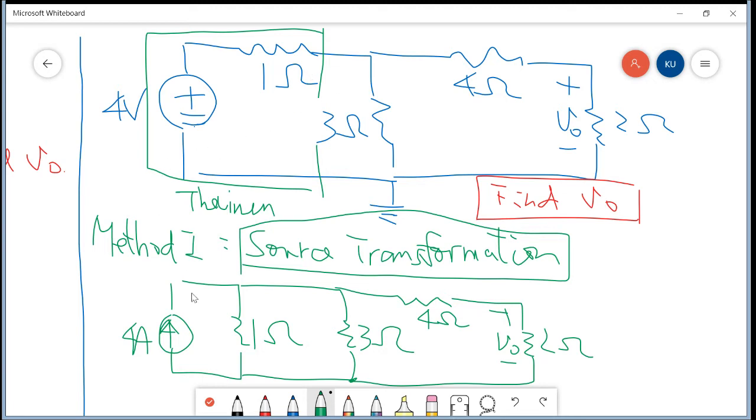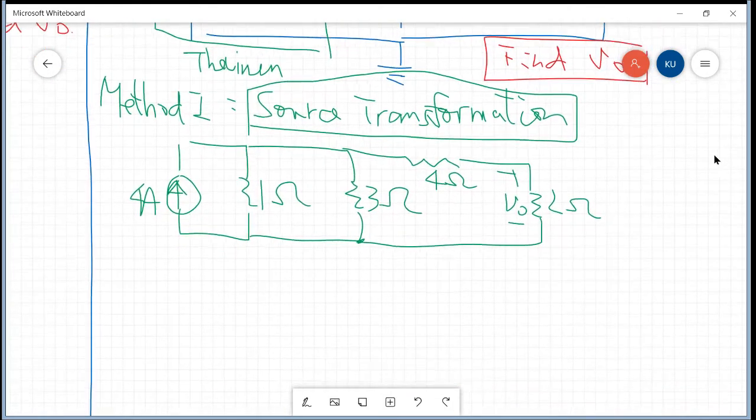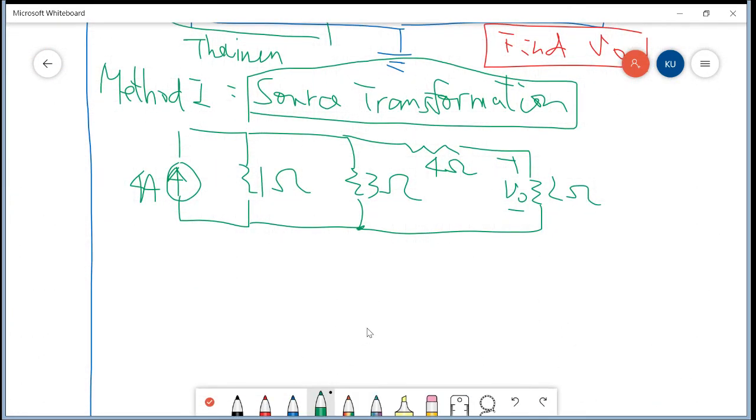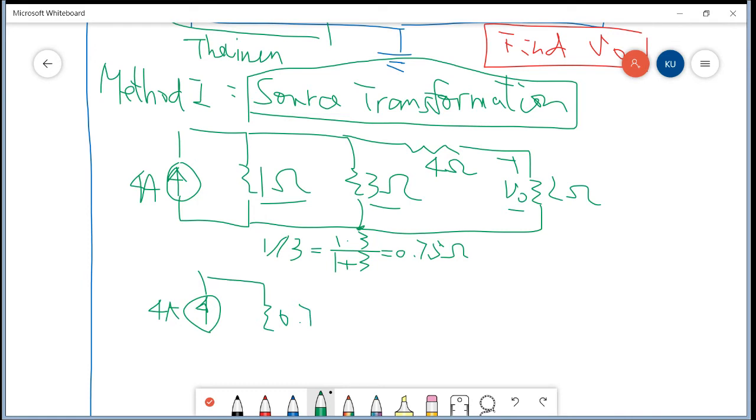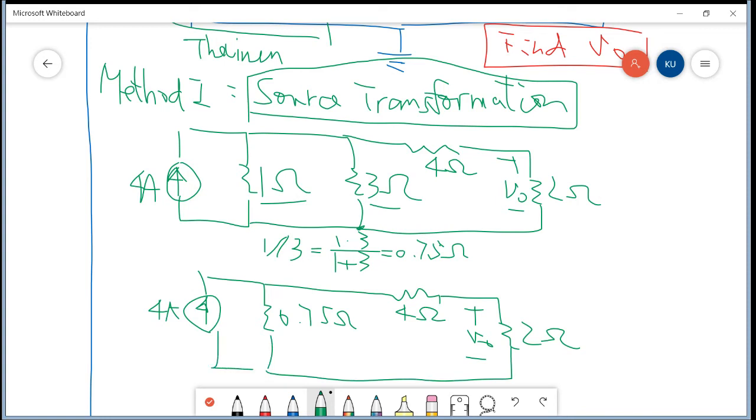So next, these two resistors are in parallel. So 1 parallel 3 should be 1 times 3 over 1 plus 3, which is 0.75 ohm. So we can write it as 4A, 0.75 ohm, 4 ohm, 2 ohm, VO, something like this.